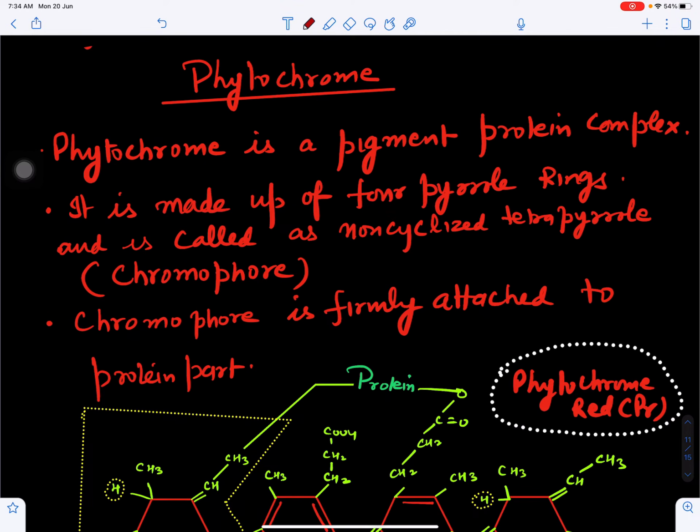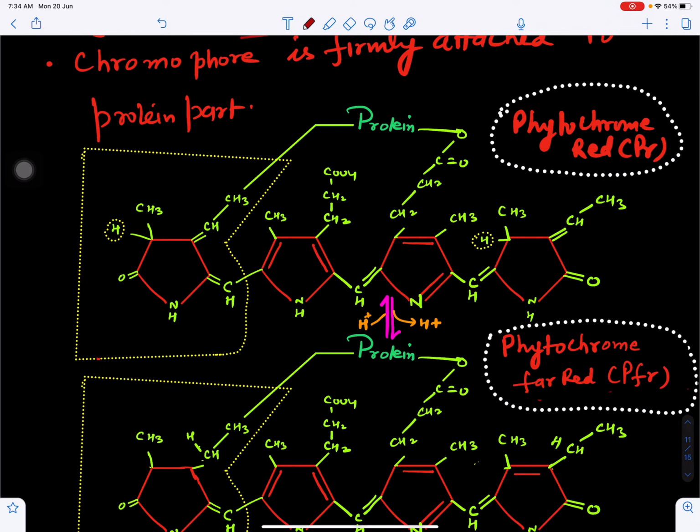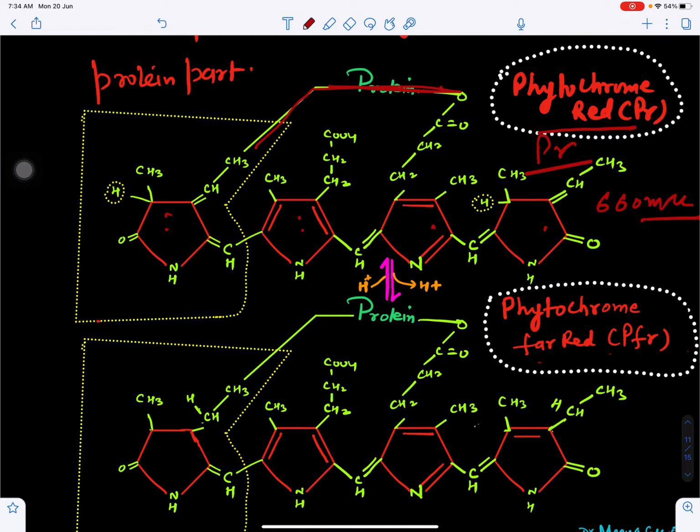So this phytochrome pigment, as we have discussed, is a proteinaceous complex. So this is a protein complex. It is made up of 4 pyrrole rings and is called a non-cyclized tetrapyrrole chromophore. So the chromophore is firmly attached to the protein part. We can see here, this is the protein part to which these 4 pyrrole rings are attached. So this is the PR form, phytochrome red, which is operative at 660 nm, right? Now this can change into the PFR form.